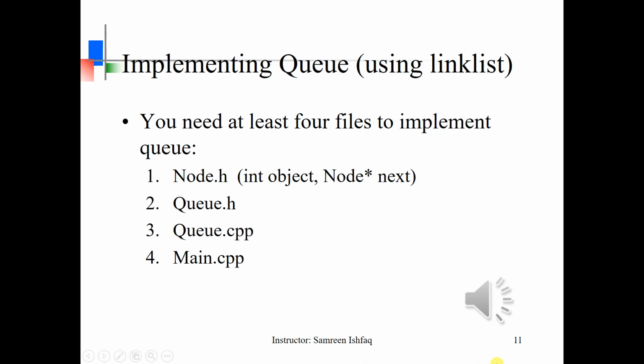For the implementation of queue, you need at least 4 files. Node.h, because we are implementing queue via linked list, so we need the node.h file. Queue.h is a header file. Queue.cpp is the function file, and main.cpp. I'm not going to explain node.h file and main.cpp. I believe you know how to write the code of node.h and main.cpp file.